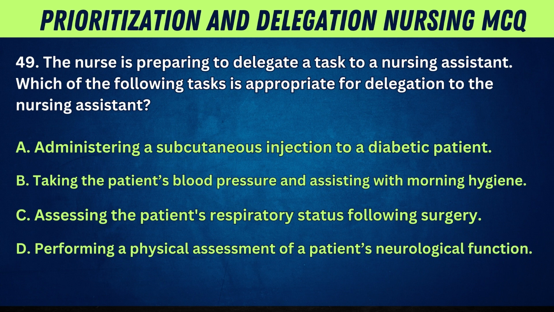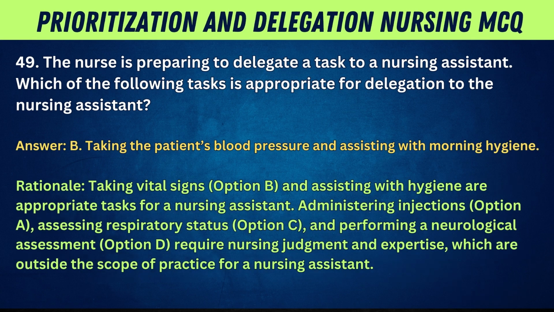49. The nurse is preparing to delegate a task to a nursing assistant. Which of the following tasks is appropriate for delegation to the nursing assistant? A. Administering a subcutaneous injection to a diabetic patient. B. Taking the patient's blood pressure and assisting with morning hygiene. C. Assessing the patient's respiratory status following surgery. D. Performing a physical assessment of a patient's neurological function. Answer: B. Taking the patient's blood pressure and assisting with morning hygiene.